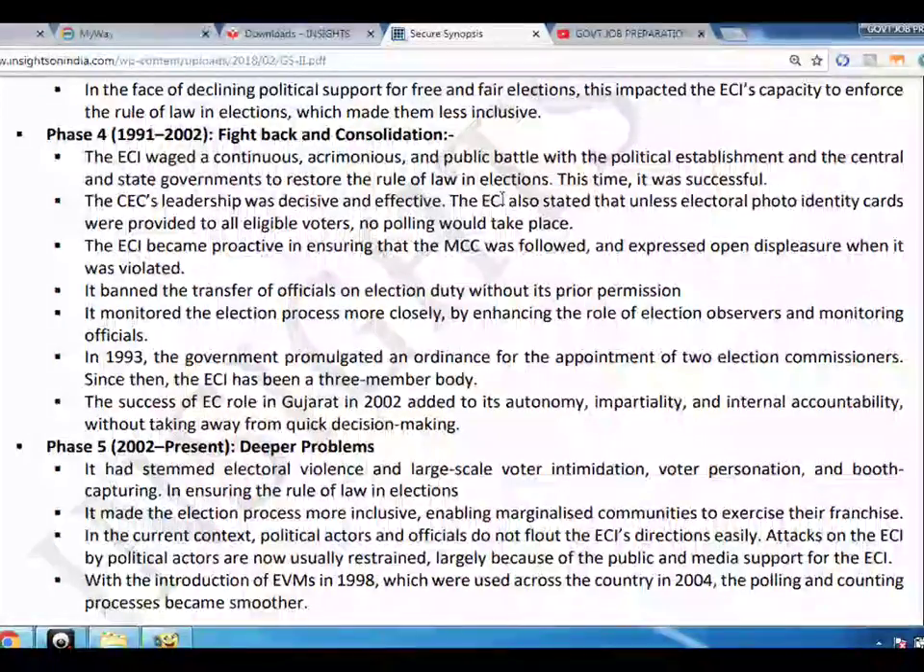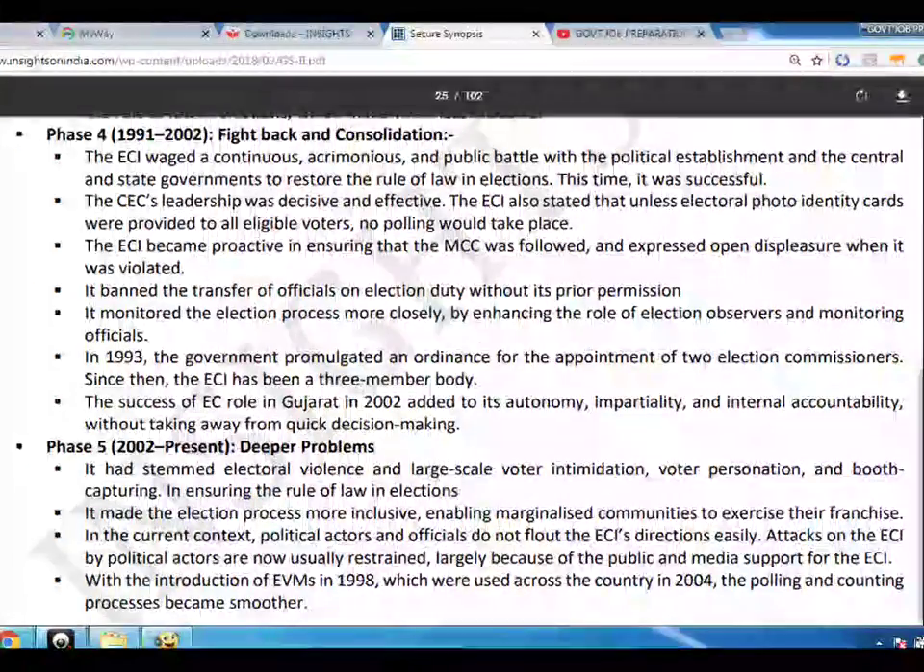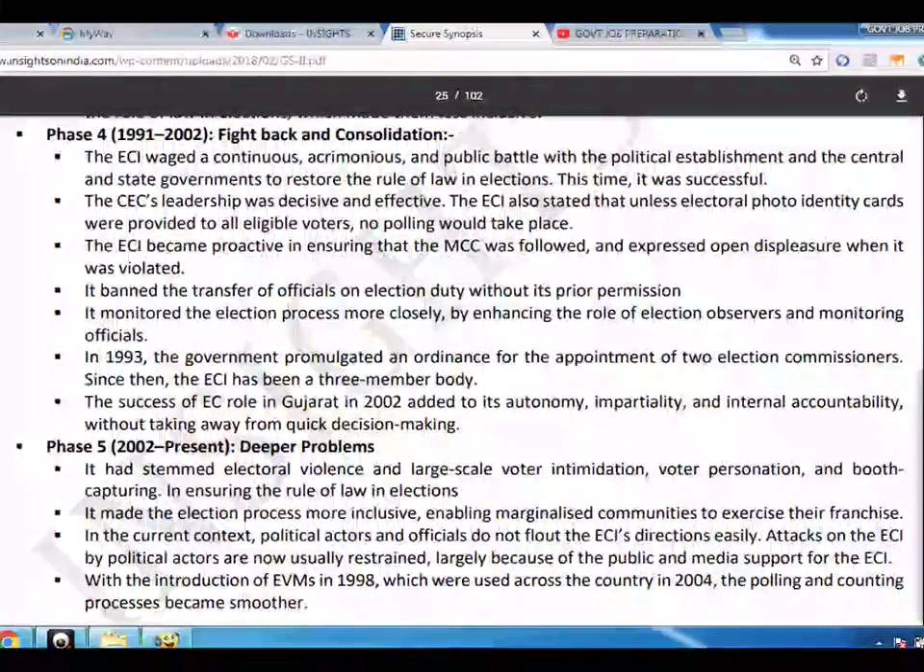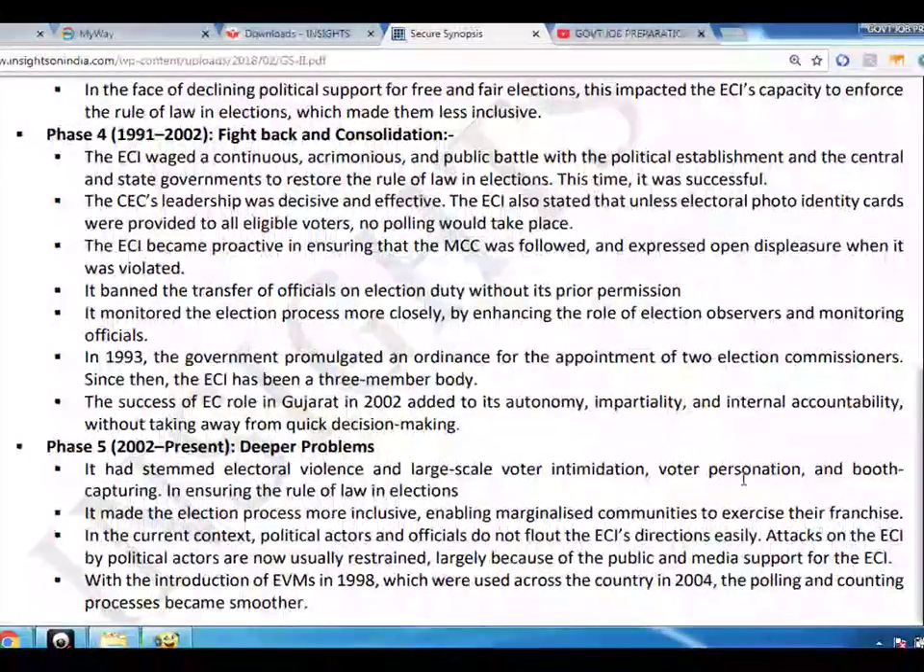In 1993, the government promulgated an ordinance for the appointment of 2 election commissioners. Since then, the ECI has been a 3-member body. The success of the EC's role in Gujarat in 2002 added to its autonomy, impartiality, and internal accountability, without taking away from quick decision-making. Phase 5, 2000 to present: deeper problems that had stemmed from electoral violence and large-scale voter intimidation, voter personation, and booth capturing.